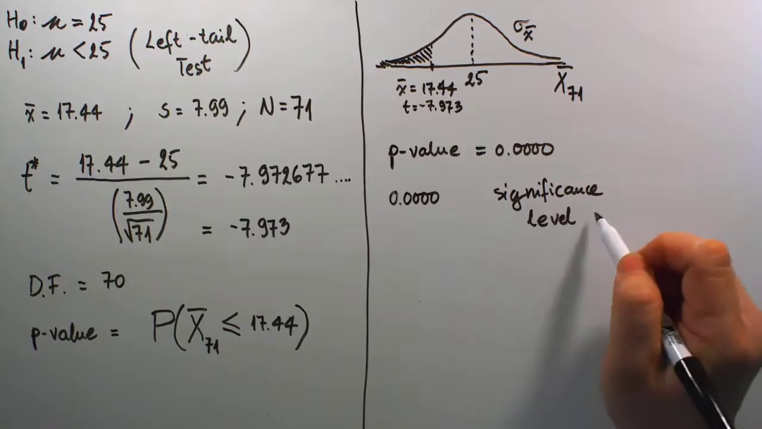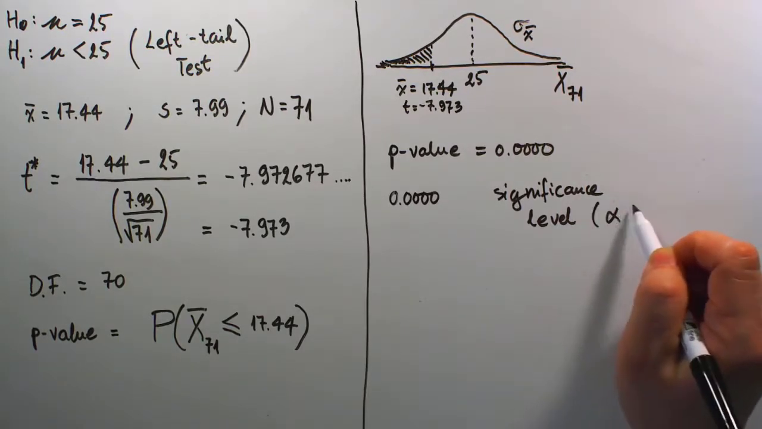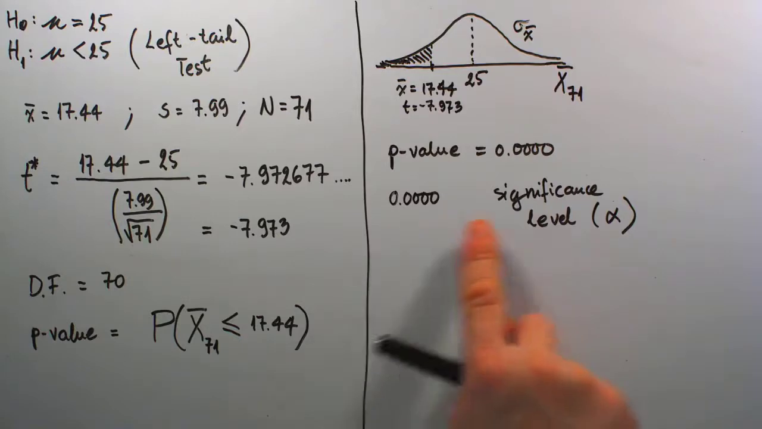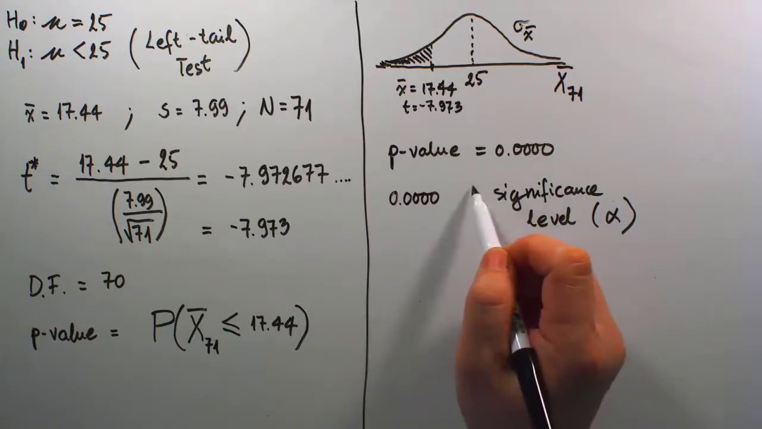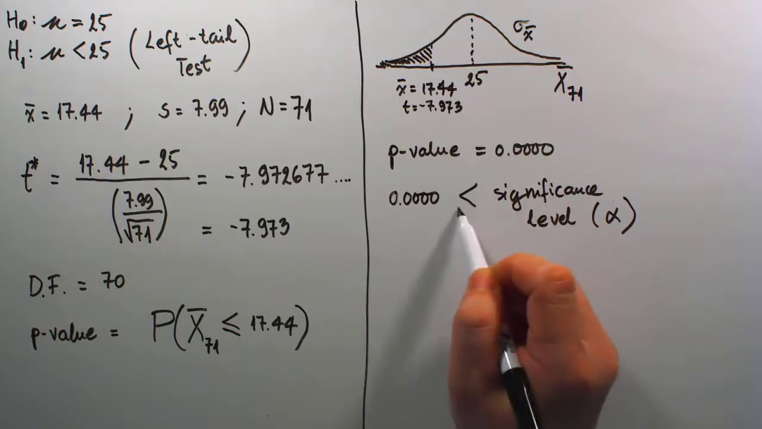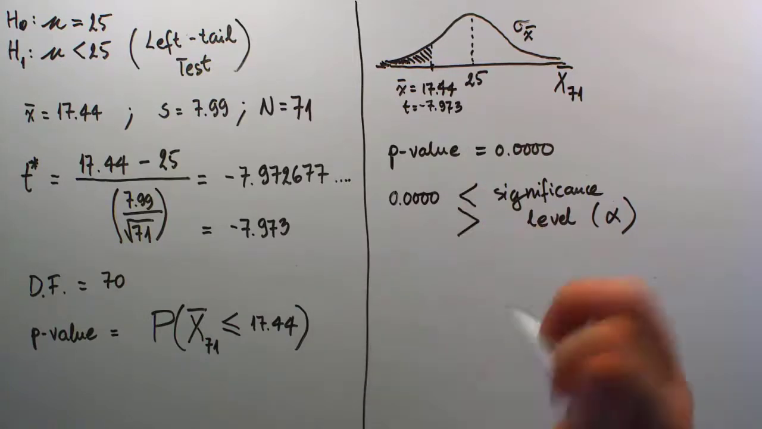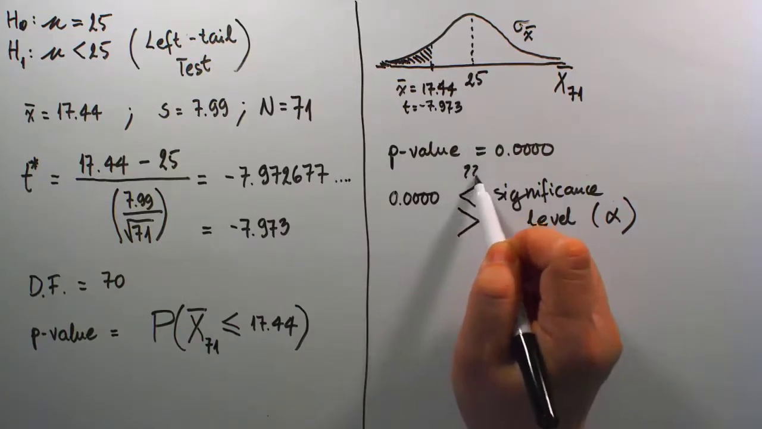And significance level is usually indicated by an alpha symbol throughout many textbooks. But the comparison that I'm saying here is whether our p-value is less than or greater than the significance level. And that's what we want to know.